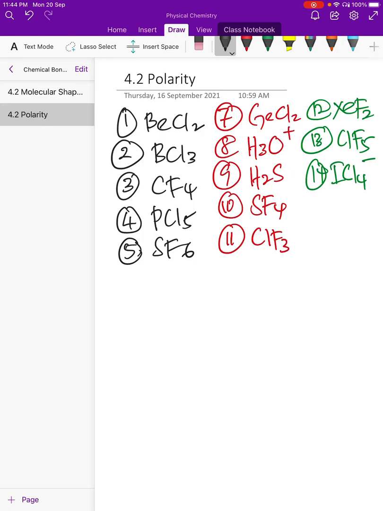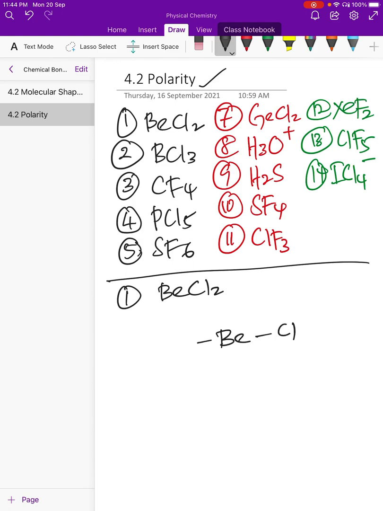Let's look at polarity today. We start with the first example, beryllium chloride. First step, we draw the Lewis structure. This is the Lewis structure of beryllium chloride.